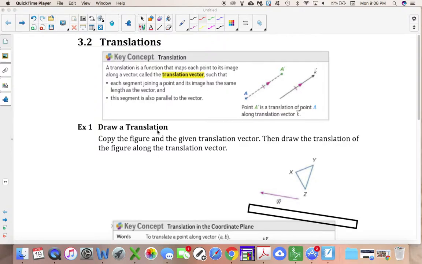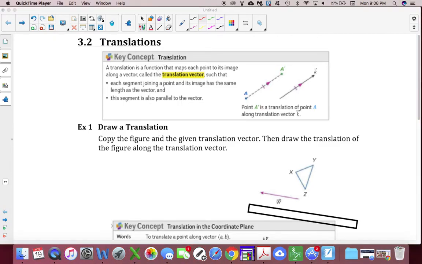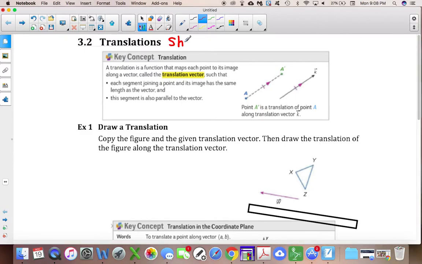Guys, this is section 3.2, translations. We're still doing congruence transformations, but translations are the second part of it. These are all going to be shifts. So when you're translating something, you're shifting it.